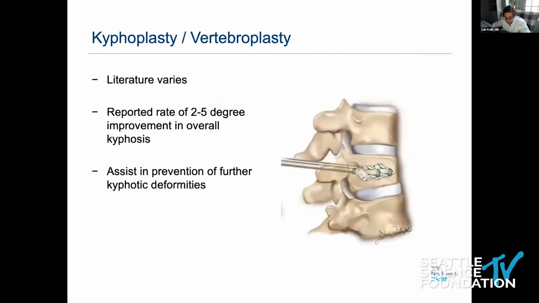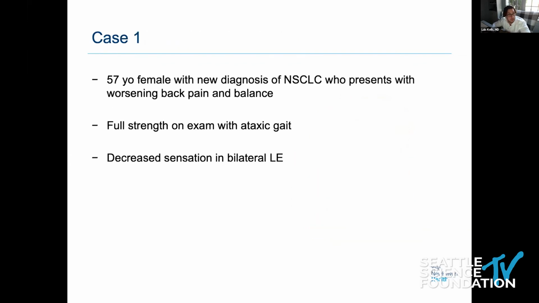I won't touch too much on vertebroplasty and kyphoplasty. We had an excellent talk about it, but there is a lot of talk about the reduction of kyphosis with kyphoplasties in particular. Numerous papers are out there with case series reporting a 2 to 5 degree improvement in overall kyphosis with segmental augmentation. As some of the lectures mentioned before, they can also assist in the prevention of further kyphotic deformities, as we just had in our lab demonstration a couple minutes ago.